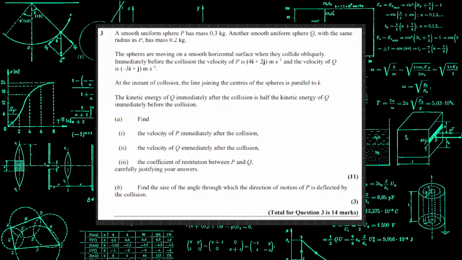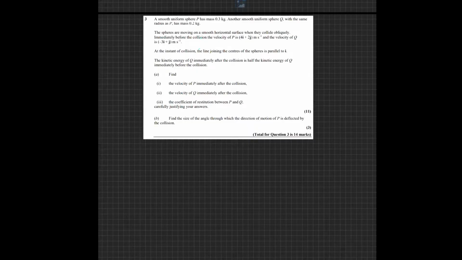Okay, so video 3 on elastic collisions in 2D. Here's a question, have a read, pause the video, give it a go, and then unpause and watch my solution when you've given it a go. Okay, so hopefully you've had a read through the question.